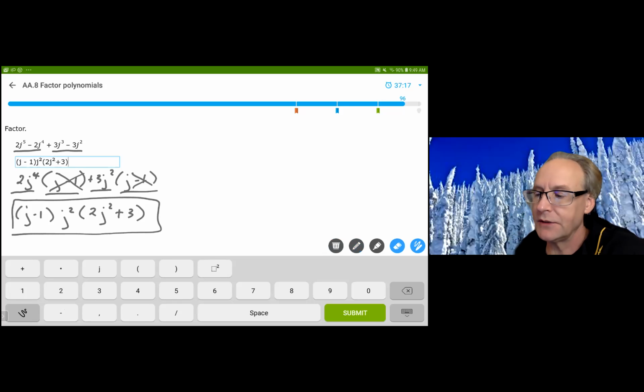Now, I could check it. J times 2j squared is 2j to the 3rd, and that's the correct first term. A negative 1 times 3 is negative 3. J squared is the second term, yep. And my middle terms are correct. I checked it, I multiplied it out, and it is correct.